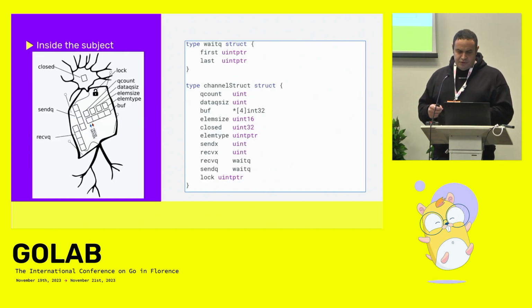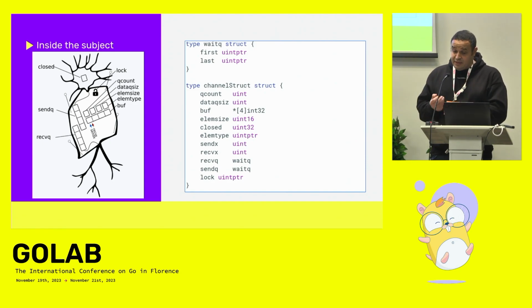This is the structure. You have a lot of data there. You have a lock that is global, and two lists, the send queue and receive queue, that are queues for Go routines. We are going to see more about that later. We have the queue count, that is the number of elements in the channel. The data queue size is the size of the buffer. The element size is the size of each element. And the element type is a pointer to the type of the element that you are going to store.